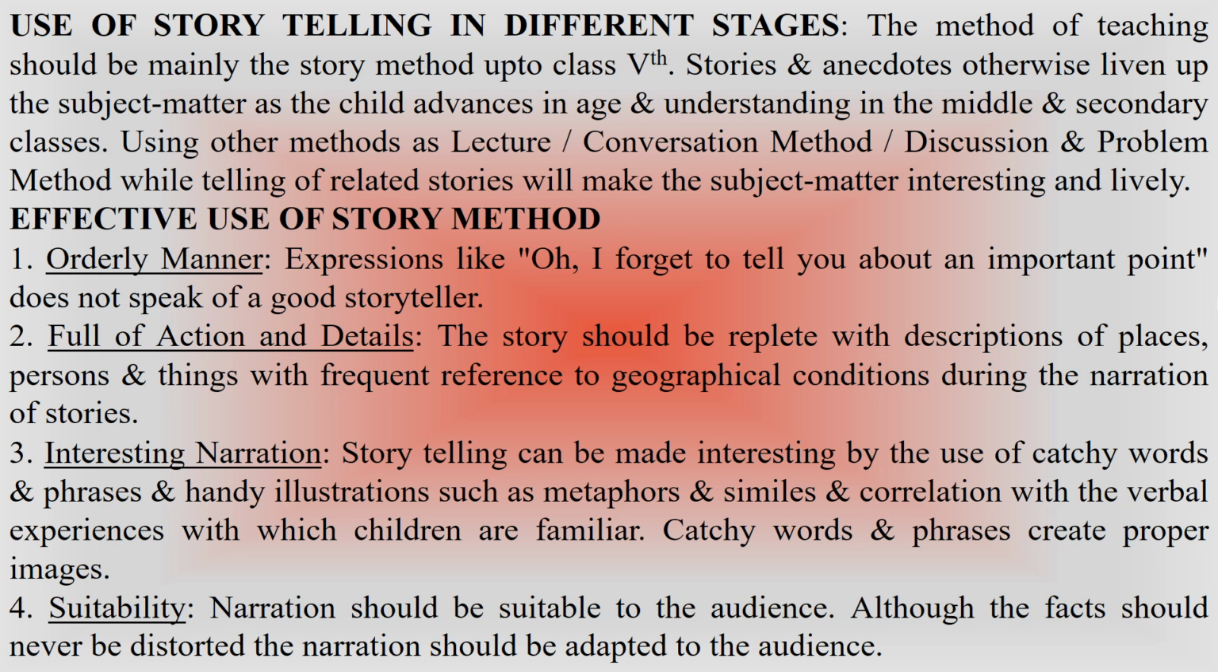Interesting narration. Storytelling can be made interesting by the use of catchy words and phrases and handy illustrations such as metaphors and similes, and correlation with verbal experiences with which children are familiar. Catchy words and phrases create proper images. Narration can be made interesting if the narrator takes the role of one of the characters. Suitability. Narration should be suitable to the audience. Although the facts should never be distorted, the narration should be adapted to the audience.